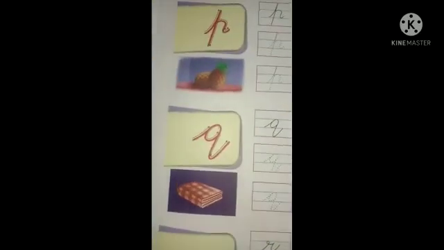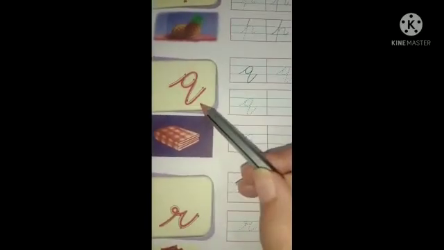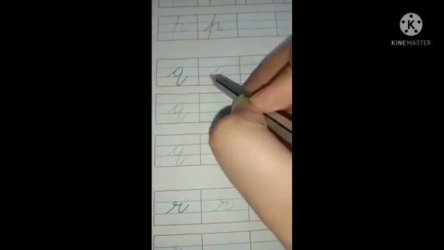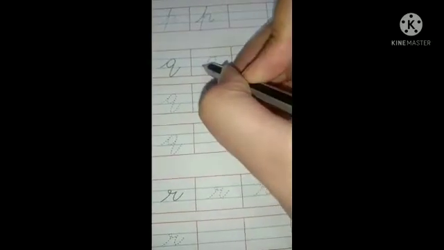Now what comes after P? It's letter Q. Q, qua, quilt. What is the sound of Q? Qua. Q, qua, quilt. Now let's see how to trace and write letter Q. So to write Q, we start from the second blue line. From the second blue line to the first blue line, we will make a slanting line. Then we will make C.